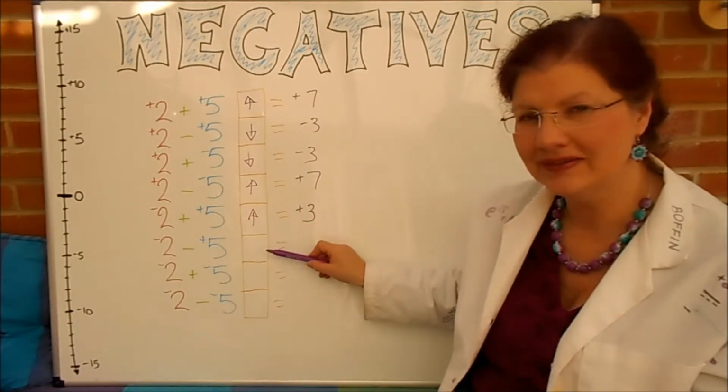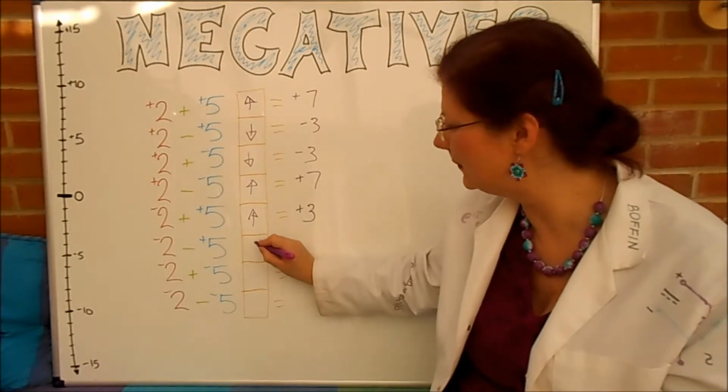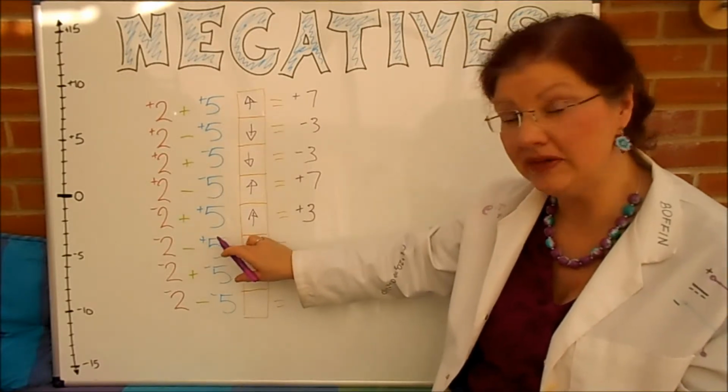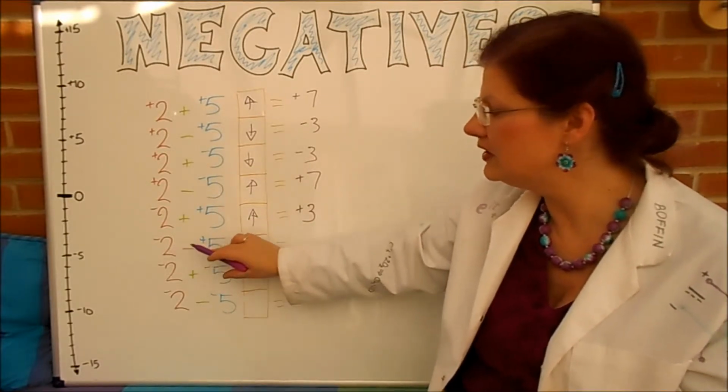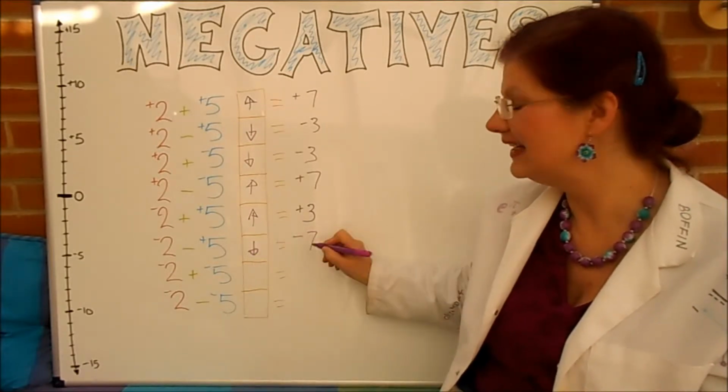Which way does the arrow go? Yeah, that's right, it's down. They're stealing from you. You're worse off. Starting at -2 and going down, we get to -7.